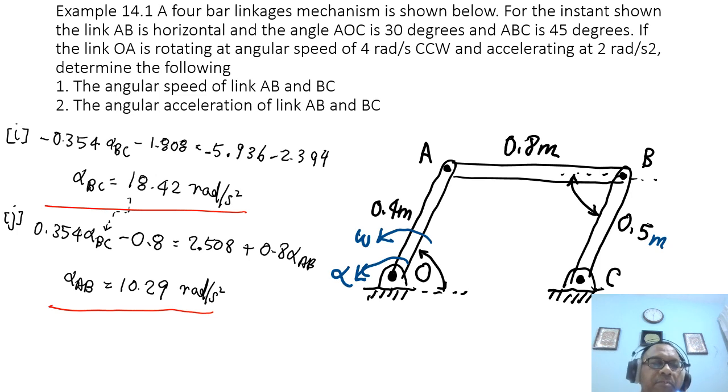Similarly, when you take the j parts out, it's 0.354 alpha BC minus 0.8 equals 0.508 plus 0.8 alpha AB. I might have made some mistakes during the calculation, so you can do the corrections if you want, but as far as I can check on my own, this is alpha BC. You know the value of alpha BC, substitute it into this, and you get alpha AB equals minus 10.29 radian per second squared. It has been a long example.